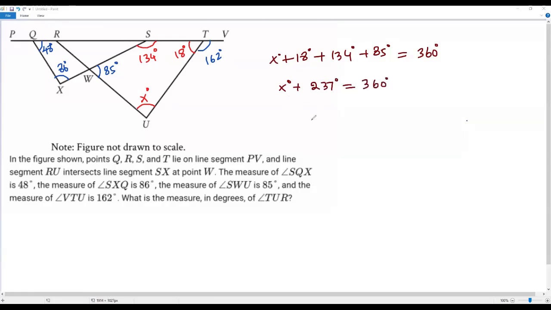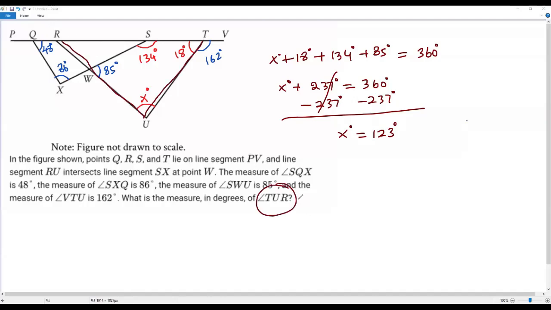My aim is to solve for X. To solve for X, I have to subtract 237 degrees from both sides. When I subtract 237 from 360, I'm getting 123 degrees. Actually, X degrees represents the measure of angle TUR, and that's the one we require according to the question. So we can replace X with the measure of angle TUR equals 123 degrees.